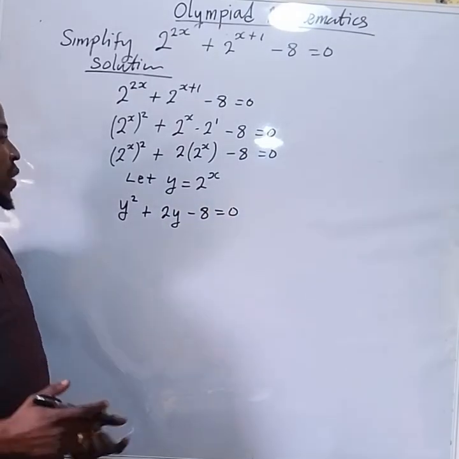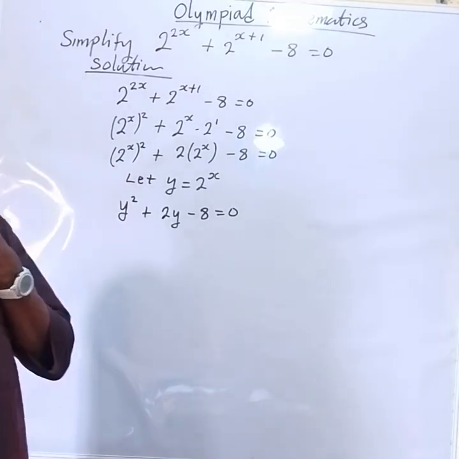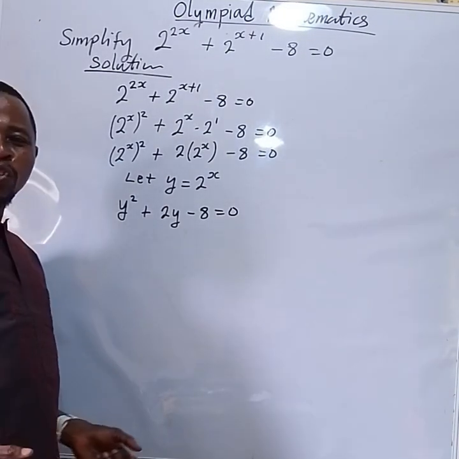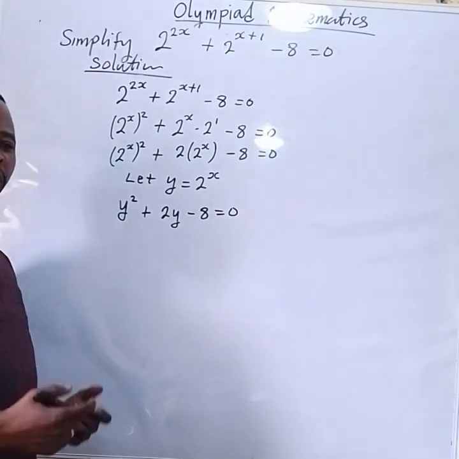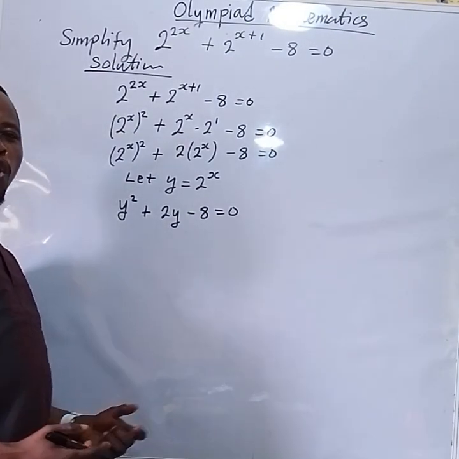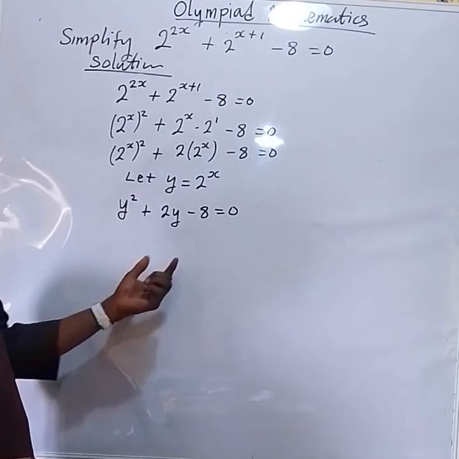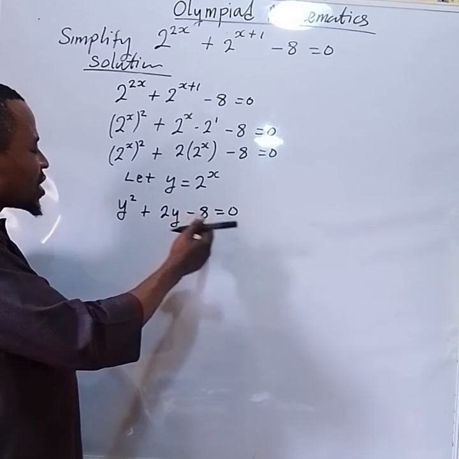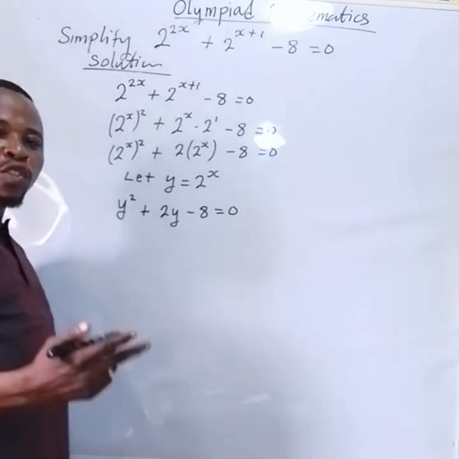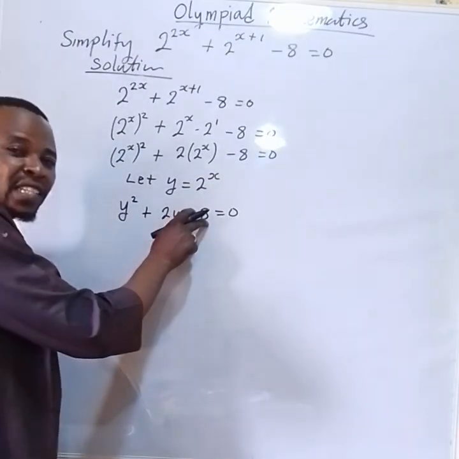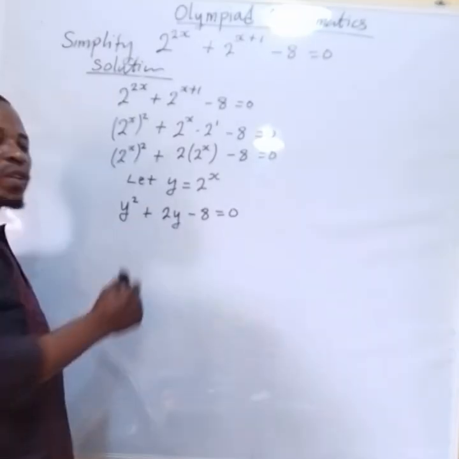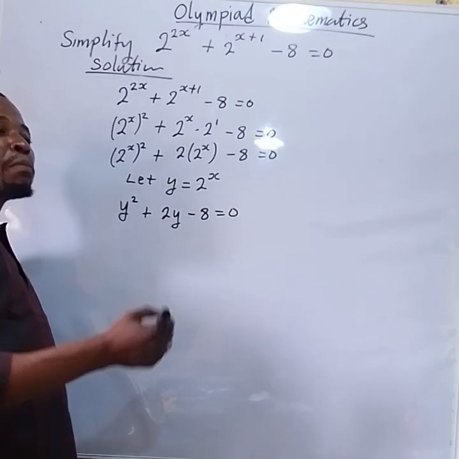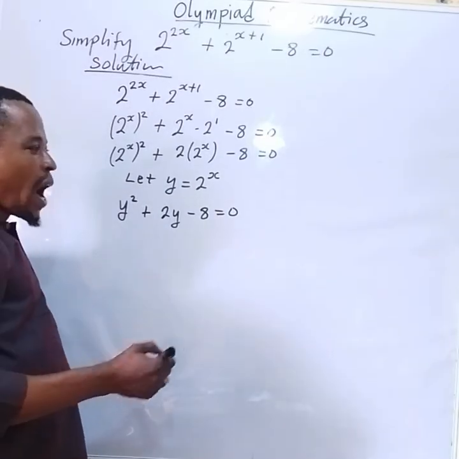So when you look at what we have now, we have a quadratic equation. And when you have a quadratic equation, you can solve it by factorization method, or by the almighty formula, or completing the square method. But this one, let us choose the factorization method. Now you think about two factors that when you multiply them together, give you minus 8, and when you add them together, give you plus 2. So what are we going to use? We are going to use 4 and minus 2.